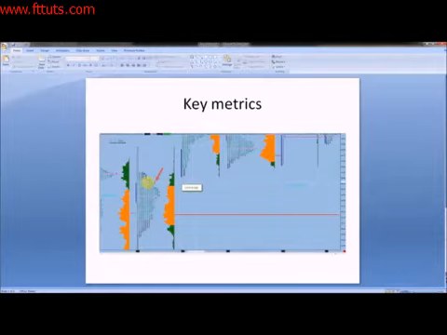the low of the next day is above the previous day's high, or the high of the next day is below the previous day's low. So it's different to a pure gap. This is a closing gap.